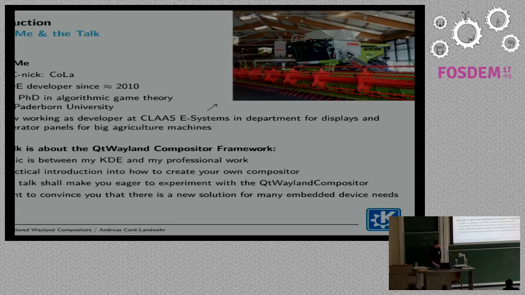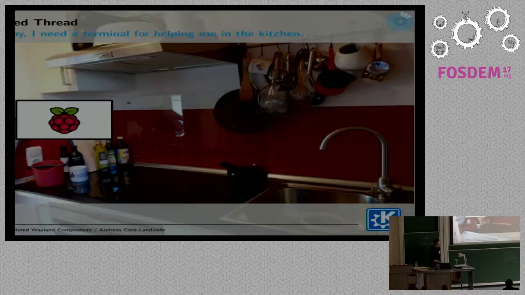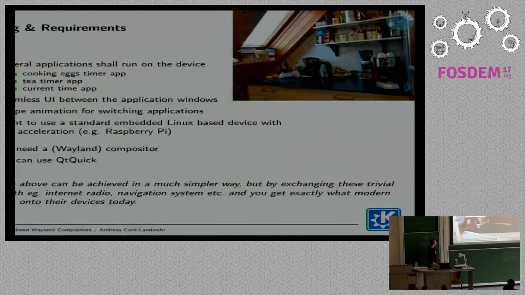Okay, it's always very hard to talk about embedded stuff in the car industry and the automotive industry, so I thought about a really nice practical example where I won't get any problems about this funny confidential stuff. That's my kitchen. And assume I want to have an embedded device somewhere here that helps me in the kitchen. What do I want to have on that embedded device? I want to have some applications that help me, for example, for cooking eggs, and for cooking a tea, and maybe the current time, and some other applications.